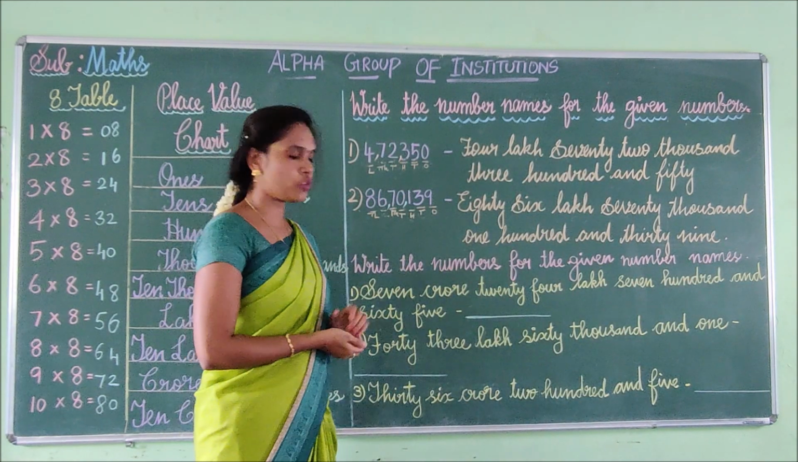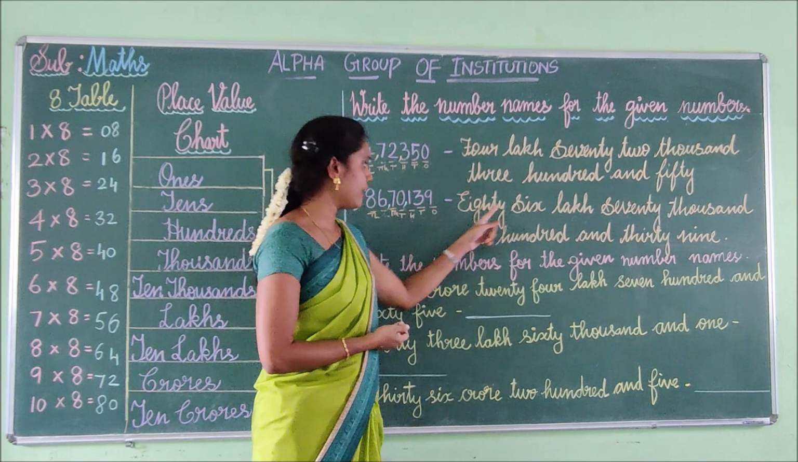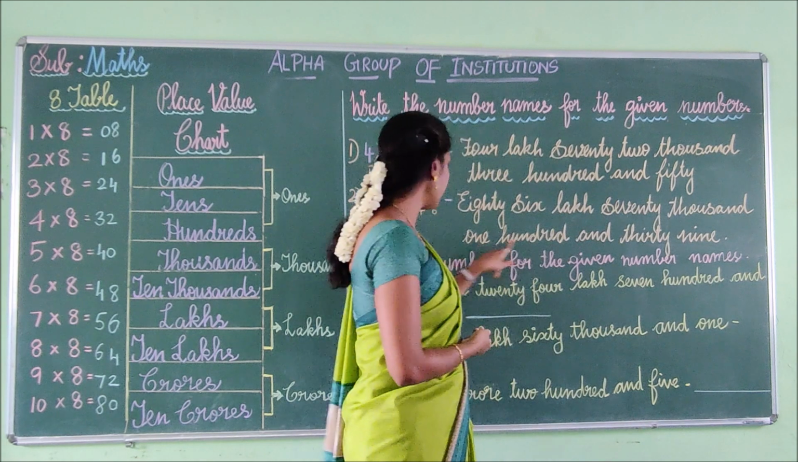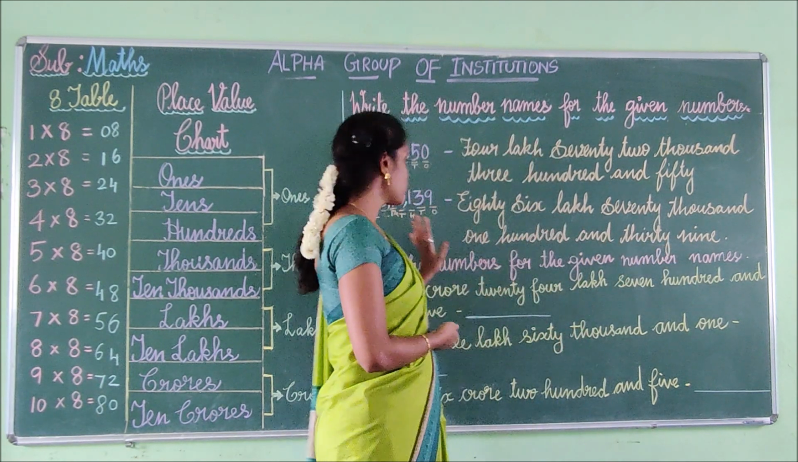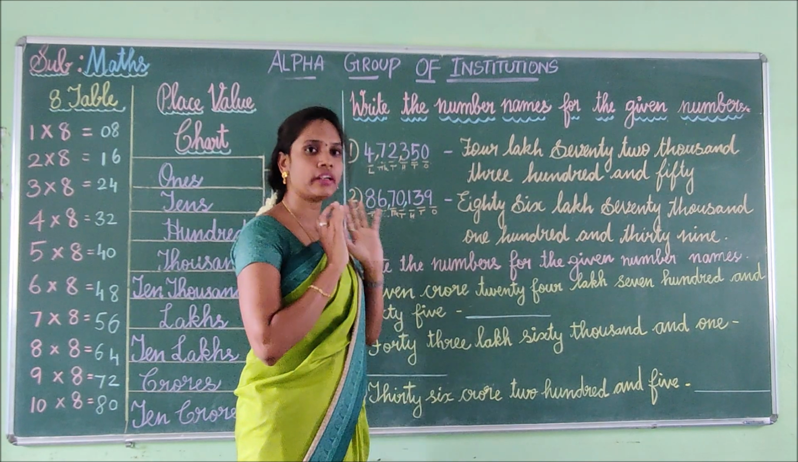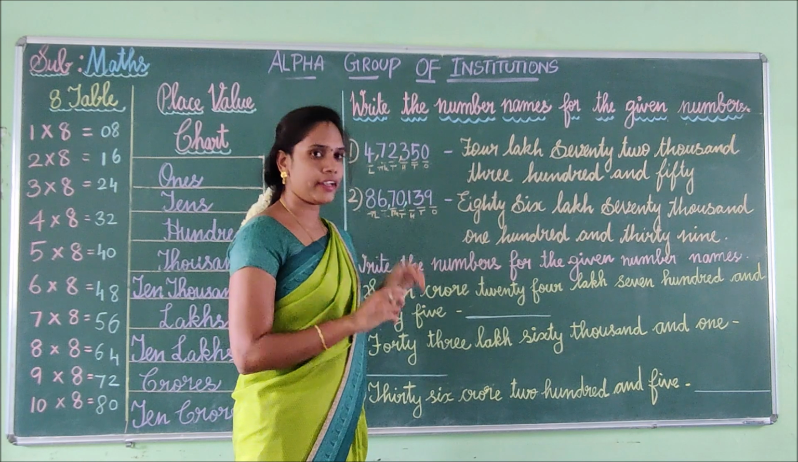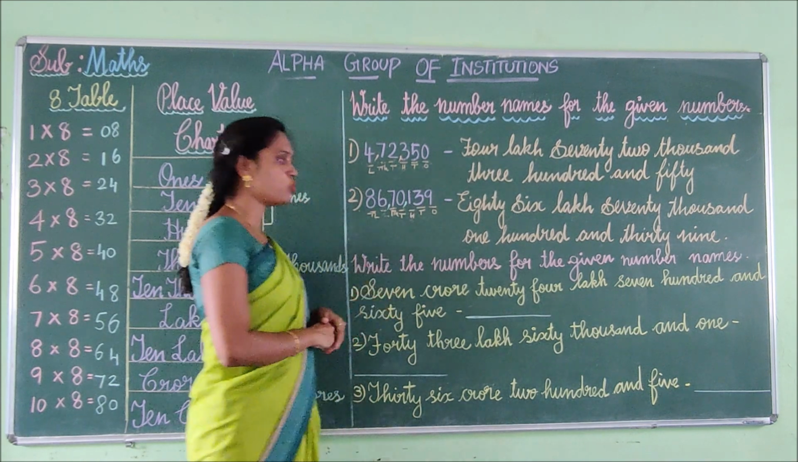So you should know the correct spelling. Understand? So this can be written as 86 lakh 70,139. Before that you have to split the numbers by using commas, so that you can easily identify the numbers. Okay, fine children. Shall we move on to the next one?